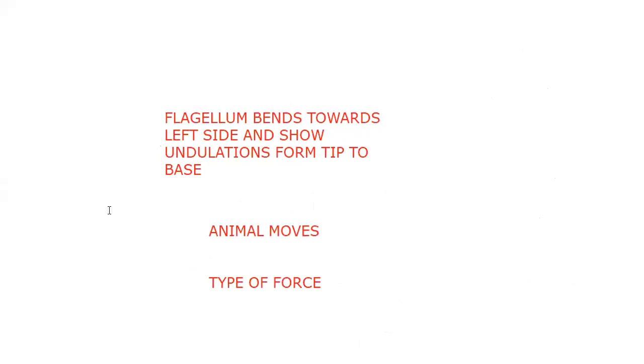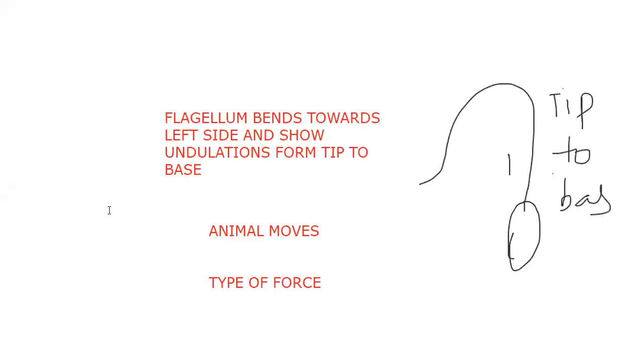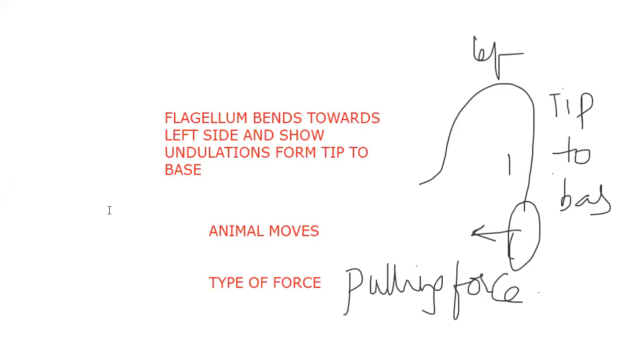So let me show you visually here. The flagellum is bending on left side, showing undulations from tip to base. So this is the left side. So it will move in the same direction. Very good. The type of force is pulling force. Animal moves left side. So we asked about left side, that moves in the same direction. We need to write here, move in the same direction, the left side. Very good.